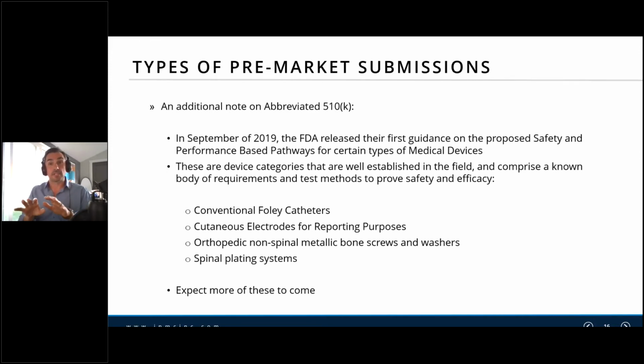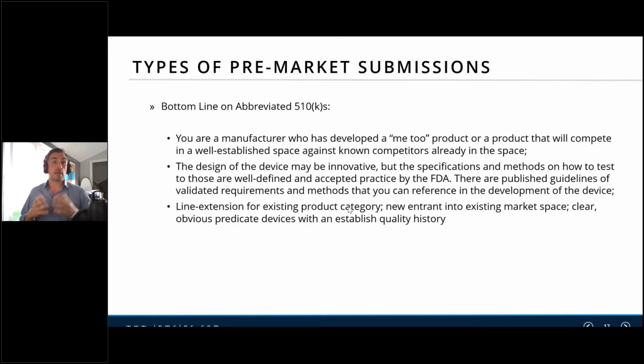But anyway, there is a place for this category of product. More than likely, as more categories are released, more guidances are released, more companies are going to be paying attention to this to see, okay, how can we get our 510Ks faster? Let's stick to the guidance documents and not try to reinvent the wheel. So again, the bottom line on abbreviated 510K, right?